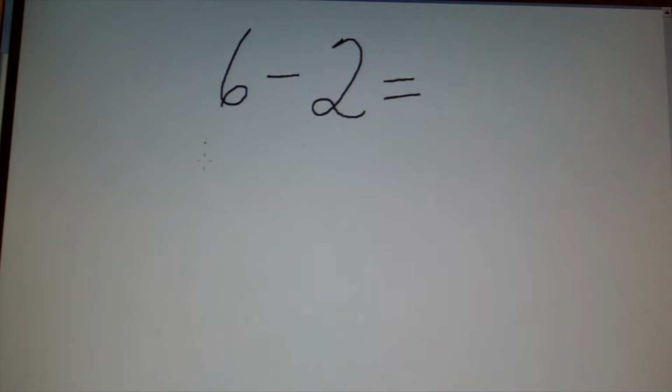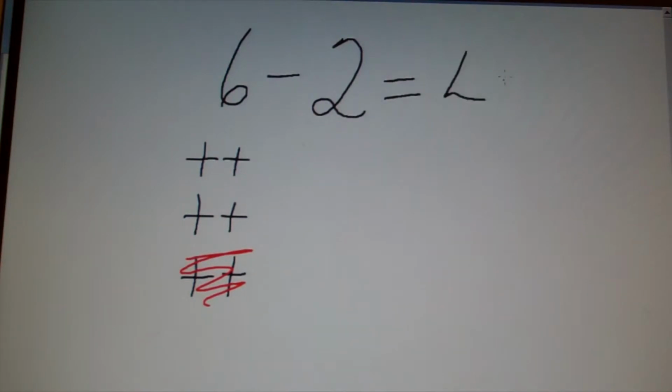We're going to use positive signs to represent positive numbers and negative signs to represent negative numbers. So we start with 6 positive signs. And then we simply take away 2 positive signs. And our answer is 4, the remaining signs. That's easy. You've been able to do that for years.